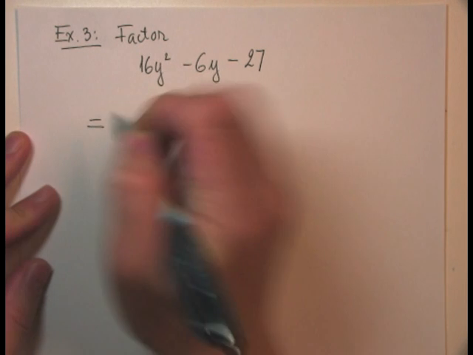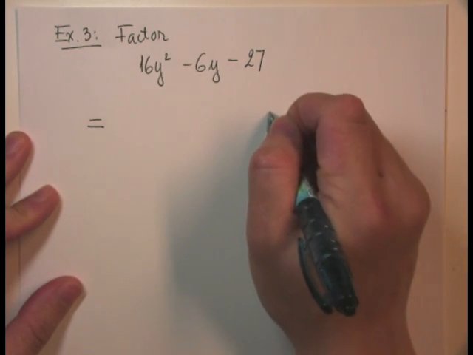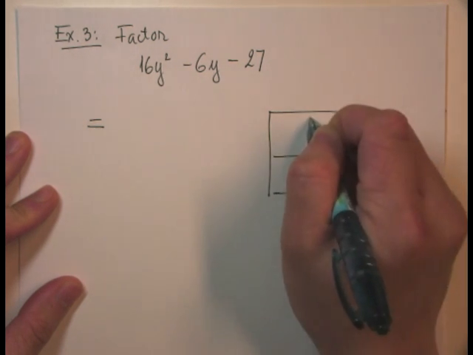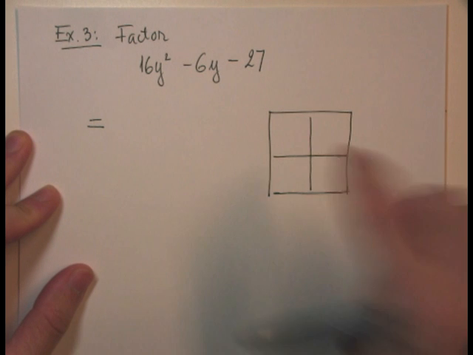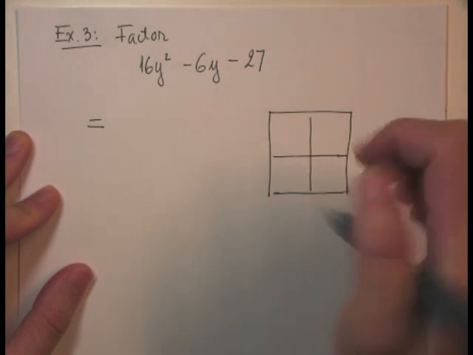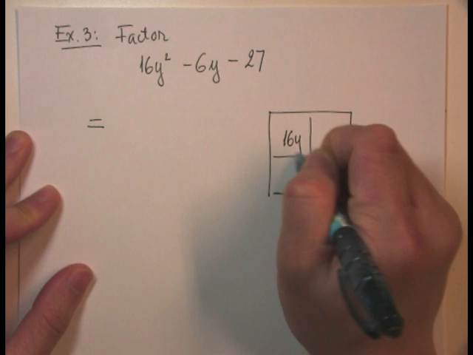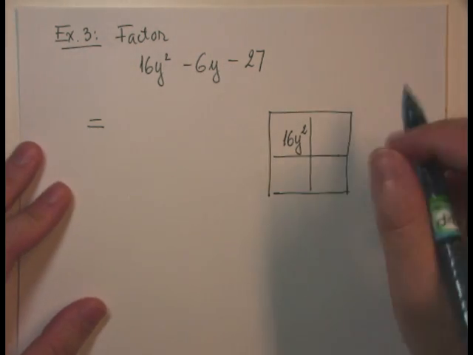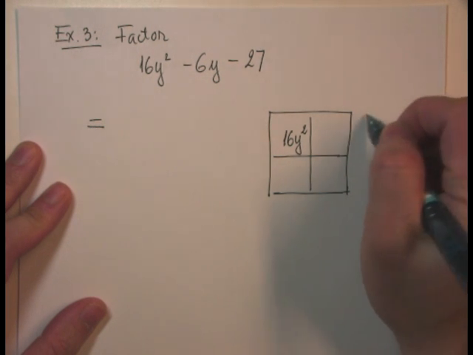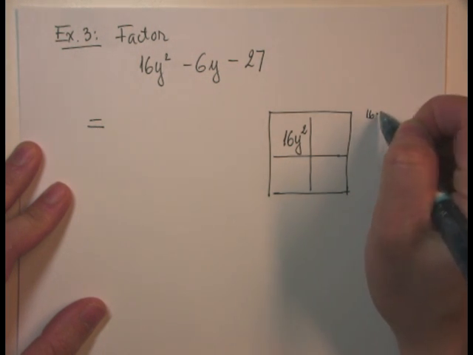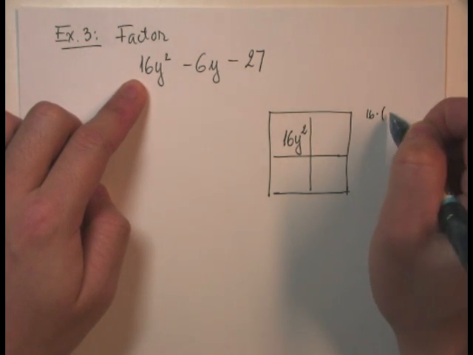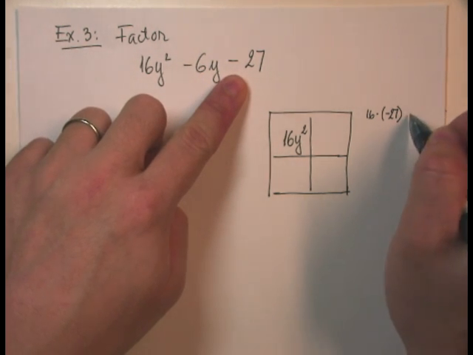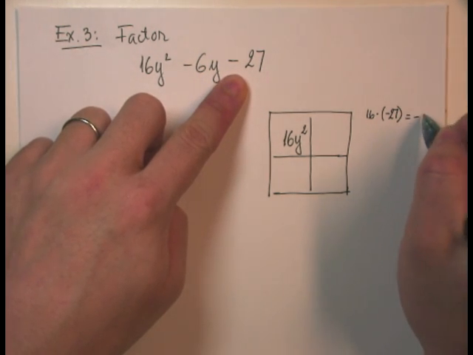to factor this quadratic, what works best for me is to draw a square with 4 entries. And once again, what goes in the upper left entry right here? Always the leading term, the first term of your quadratic. And now next I need to multiply 16, which is my leading coefficient, by negative 27, which is my ending coefficient, and that gives me negative 432.